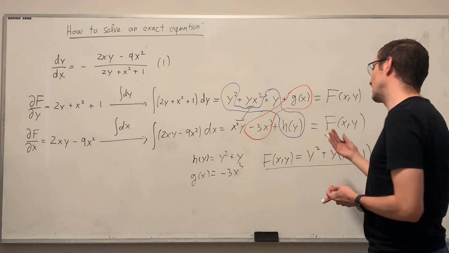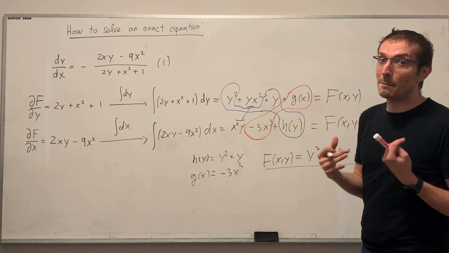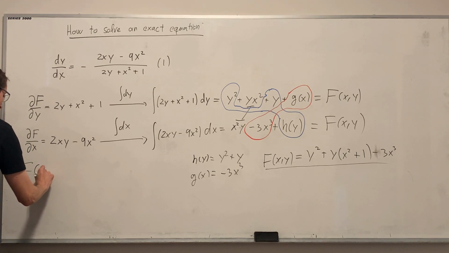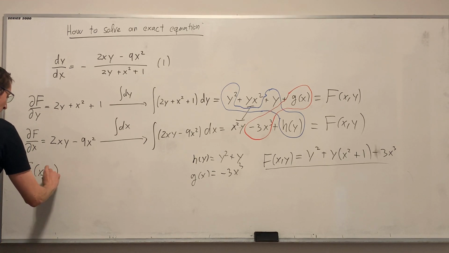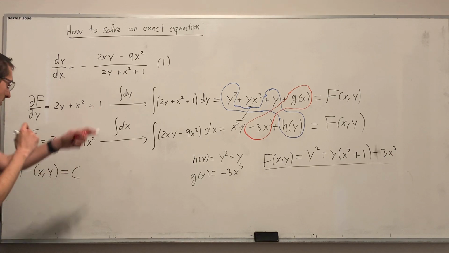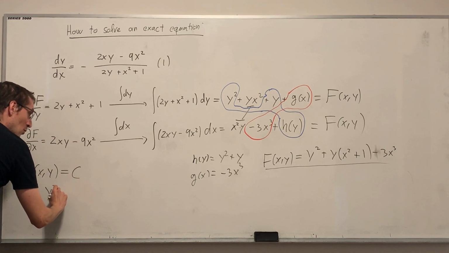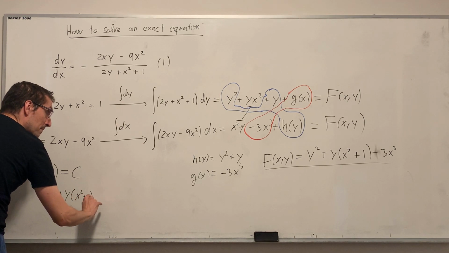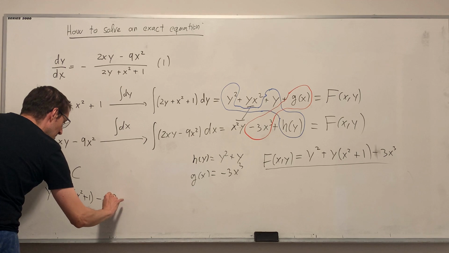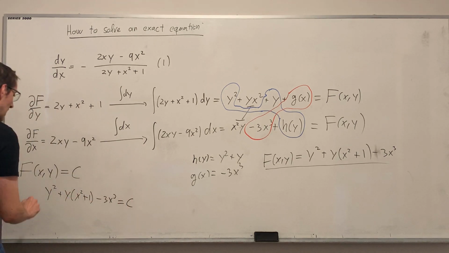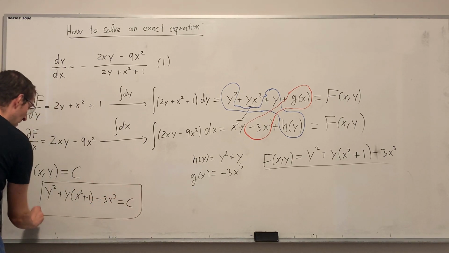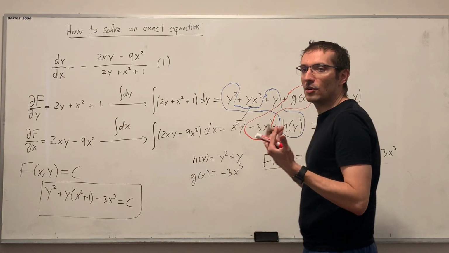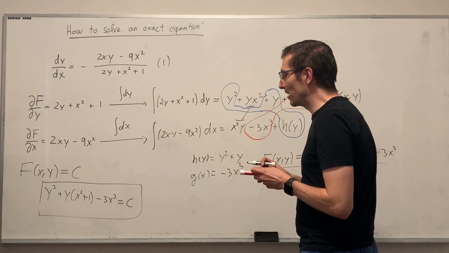All right, now this is not the solution, this is a step towards the solution. You wouldn't get full marks with this. The solution in implicit form would be given by, remember, the solution integrating the differential form, f of xy equals constant. Now, the solution in this case would be y squared plus y times x squared plus 1 minus 3x cubed equals constant. That is the solution in implicit form. Now, if you cannot solve for y of x, that would be the solution. But if you can actually solve for y of x, you usually are expected to do it.